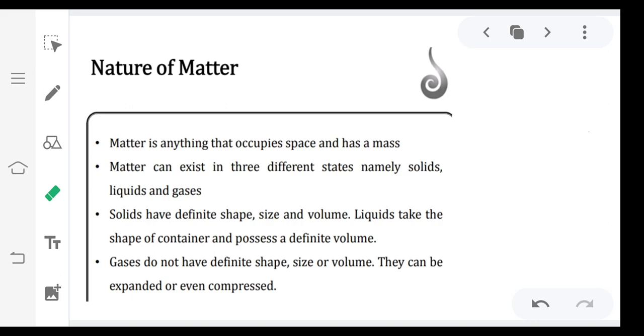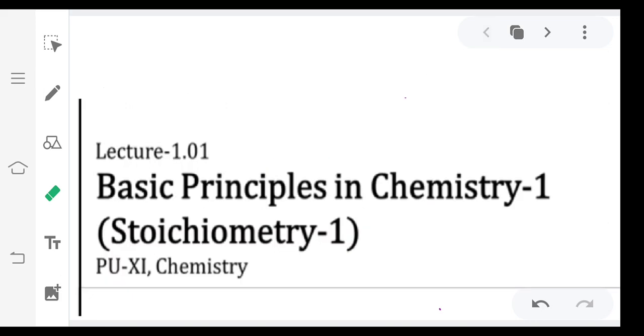So what is matter? Anything that occupies space and has mass is called matter. For example, if you take water in a bowl, this water will occupy some space and also has some mass. So you can consider this water as matter.